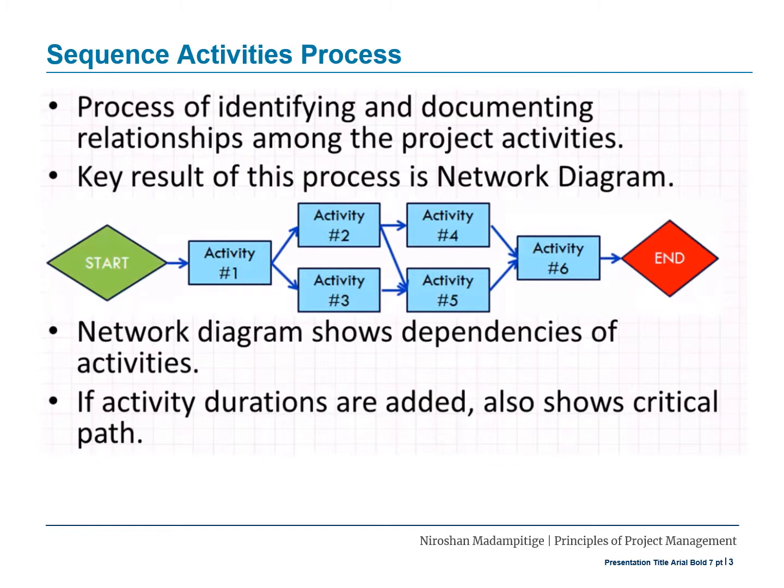Let's try to understand how exactly the sequencing is done. The process of identifying and documenting the relationships among the project activities is what happens here. The key result of this process is the network diagram. The network diagram shows the dependencies of the activities. If activity durations are added, it also shows the critical path.